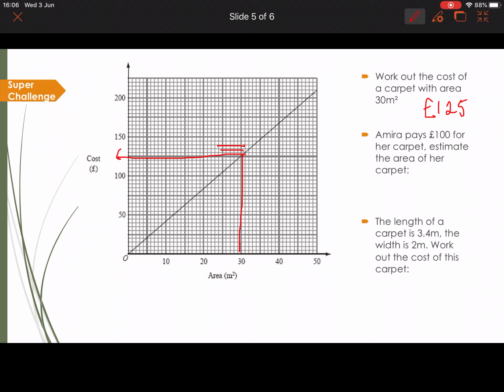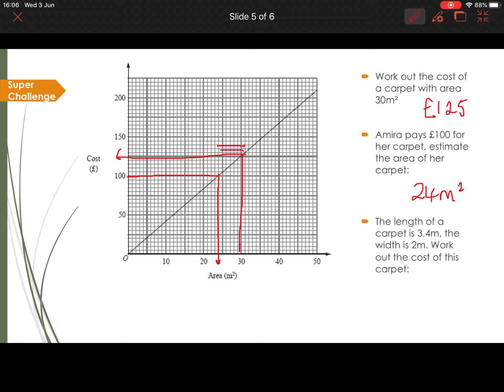The second question tells us that Amira pays £100 for her carpet, and we need to estimate the area. So if I find £100 on my graph over here, and I go across to my line, and then I go down, I can see that that comes out at 24 metres squared.